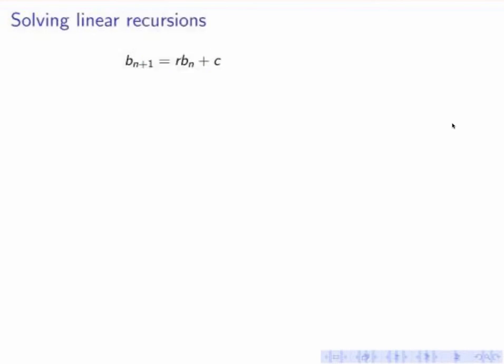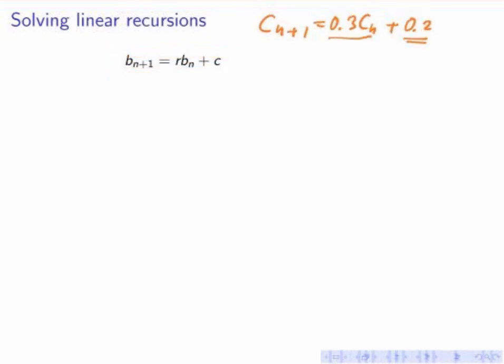Now, let's come back to the drug delivery problem. The drug delivery problem had this form, right? We had Cn plus 1 is 0.3 times Cn plus 0.2. So it has the form of a linear recursion. And here I write down the general form for a linear recursion: Bn plus 1 is R times Bn plus C.